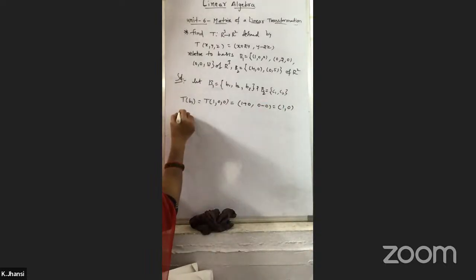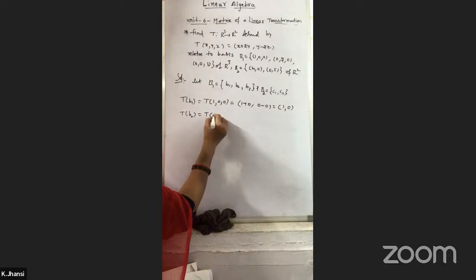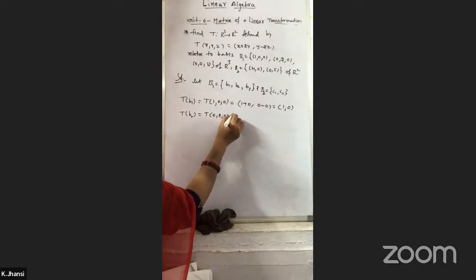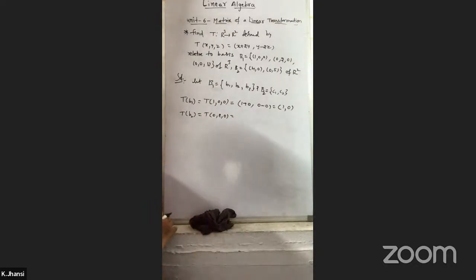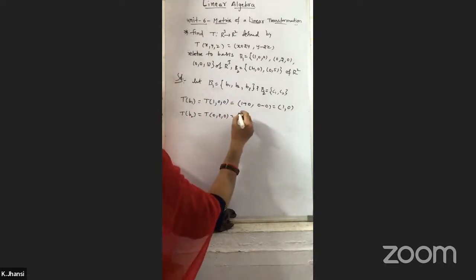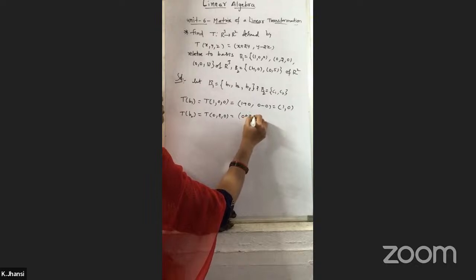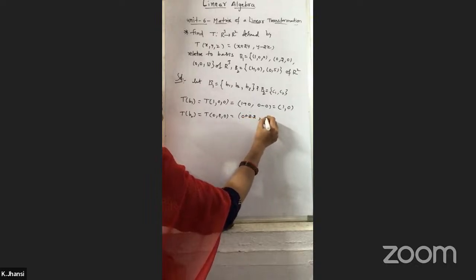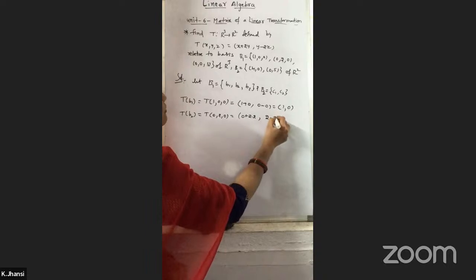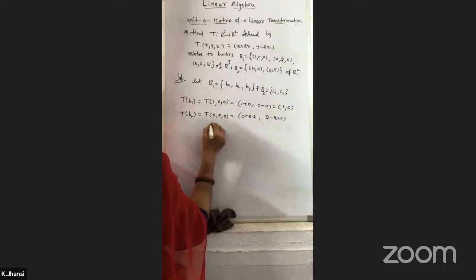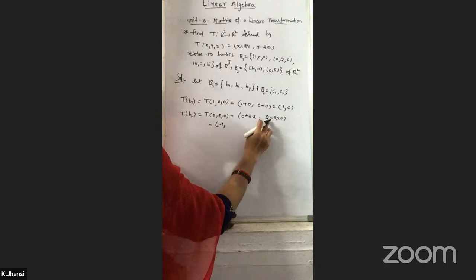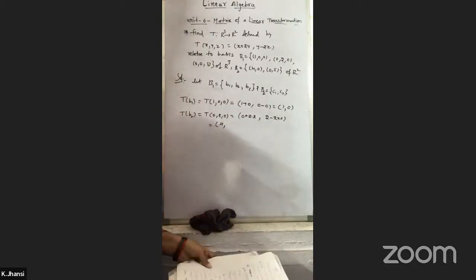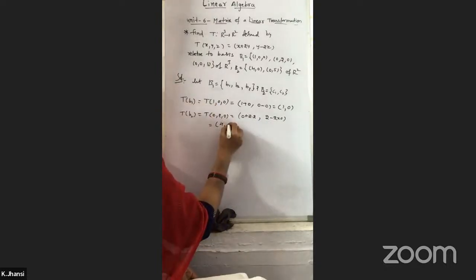Next, T of B2. What is B2? (0, 2, 0). Now substitute in the same relation. So x is 0 plus 2 into 2, comma, y value is 2 minus 2 into z value 0, which means 0. This is 4, 2.